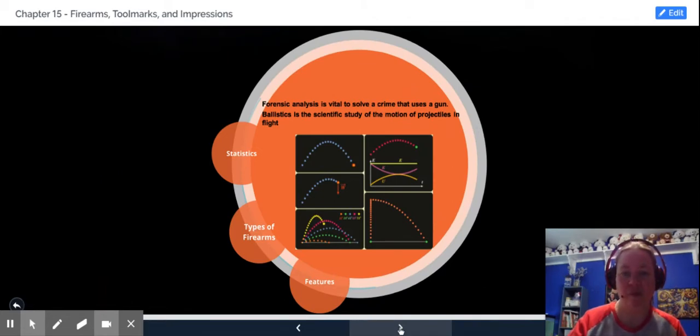All right. So there is some basic physics when studying the motion of projectiles. In this case, we're going to be studying bullets.